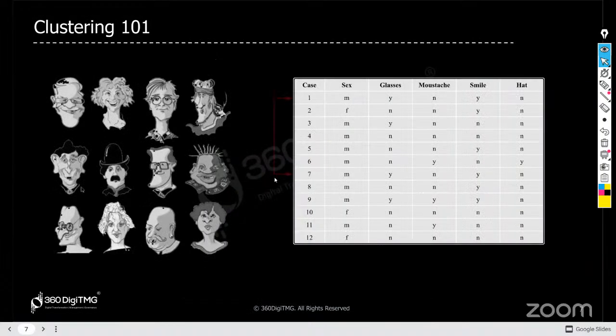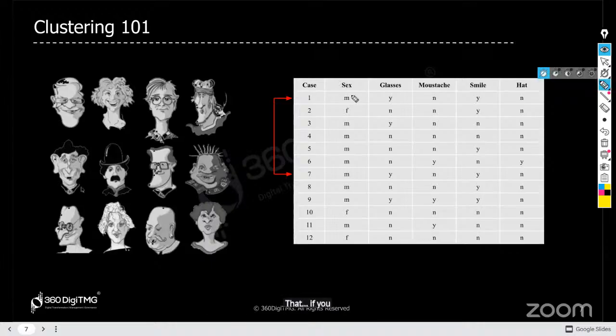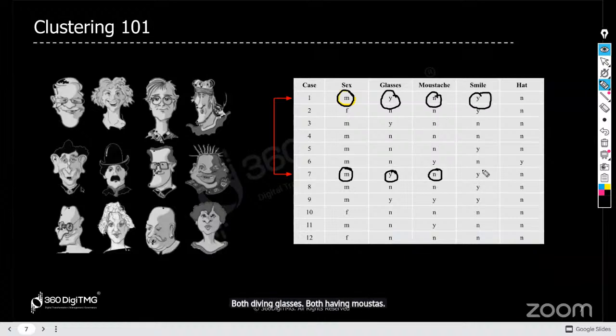So this is cluster 101. If you see, 1 and 7 are grouped together because these two are similar to each other. Both have sex as male, both have glasses, both have mustache, both are smiling, and both have hair. So we can say that 1 and 7 come under one group.